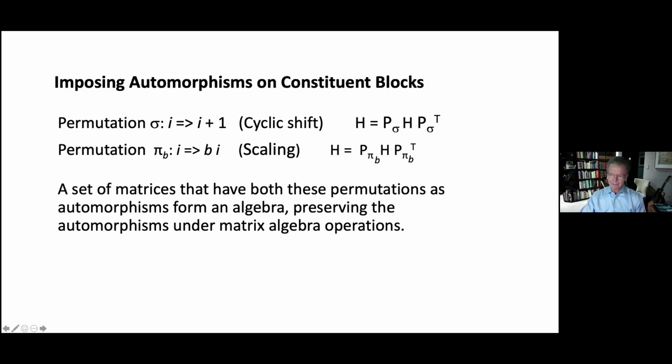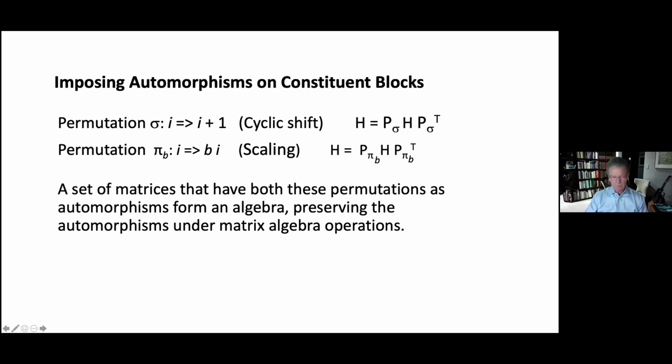But more than that, they're special circulants. They also are invariant under this other permutation of this subgroup. If you have a set of matrices that have both those permutations, they form an algebra, and you can multiply 2 of them, and the result will again have the same automorphisms.